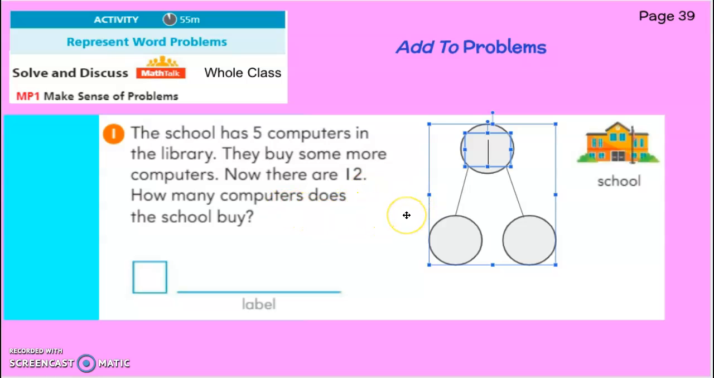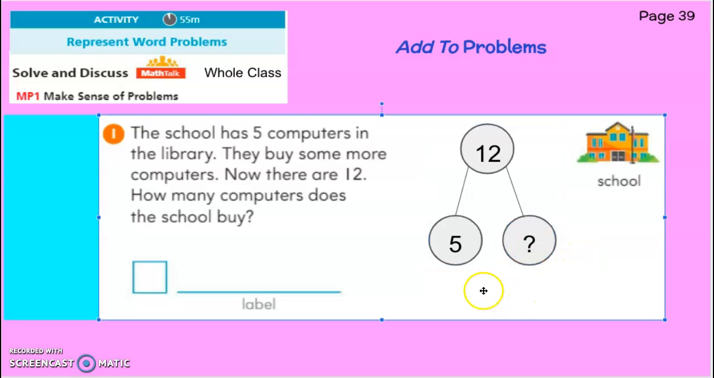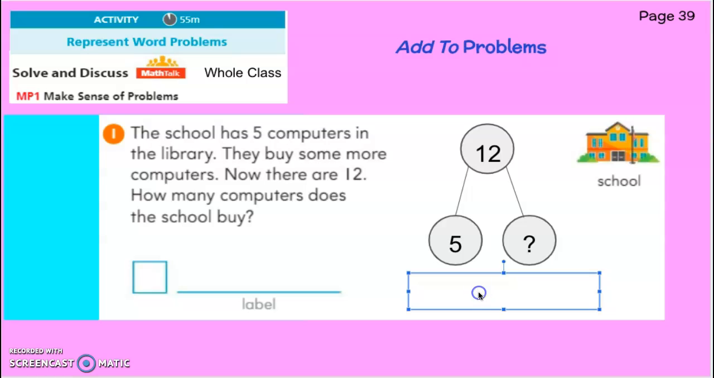So there were 5 and now there are 12. Well, 12 sounds like the total, right? And so one of the parts is 5. So we have to figure out this unknown addend, this missing number here. And so then we can make our equation.